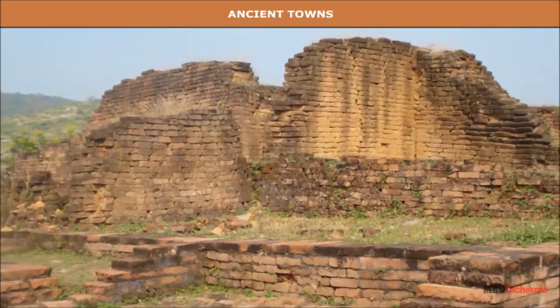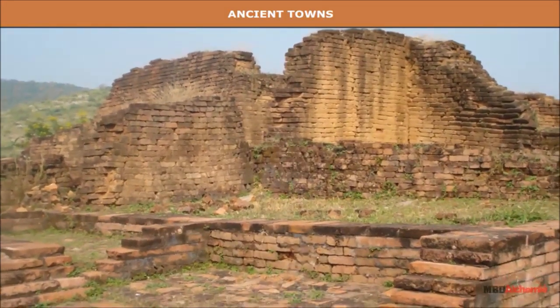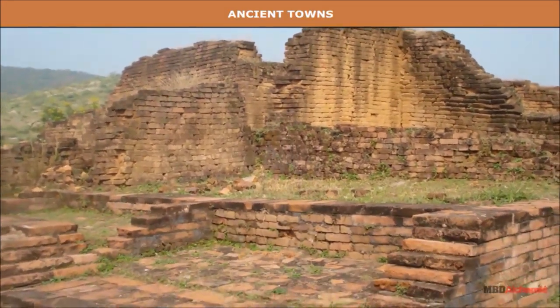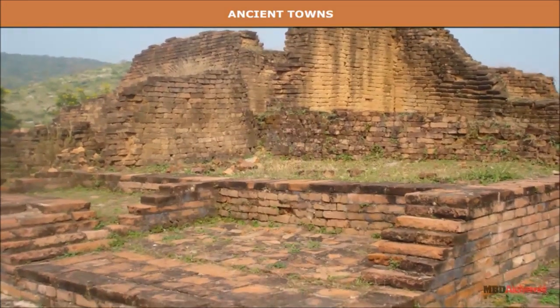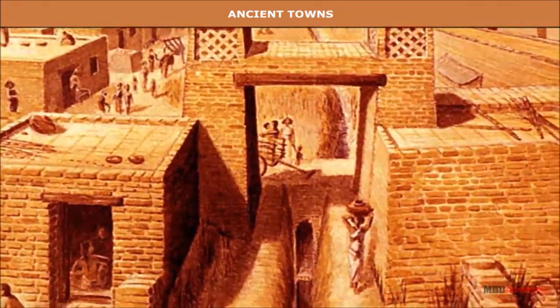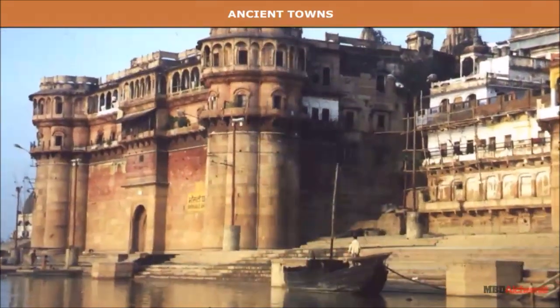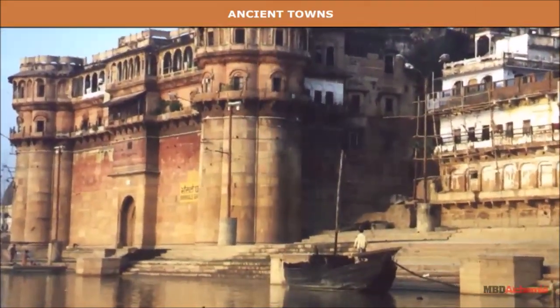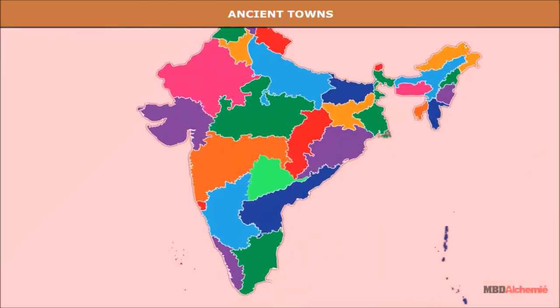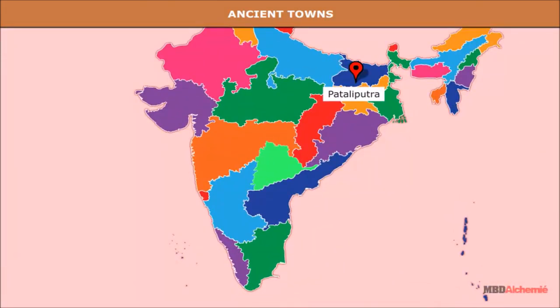Ancient towns. In India, there are a number of towns having historical background spanning over 2,000 years. Most of them developed as religious and cultural centers. One of the important towns among these is Varanasi. Patliputra or Patna, Prayag or Allahabad, and Madurai are some other examples of ancient towns in the country.